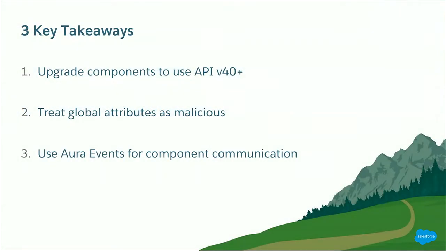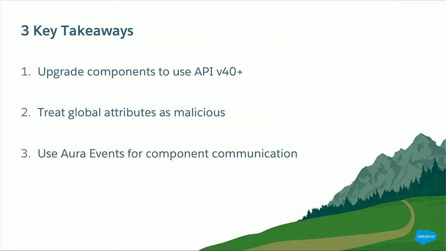Yep. So the three key takeaways: if you didn't understand anything, you should visit us at the security booth and talk to us. But the three main things for you to take away as developers or admins is, first, try to upgrade all of your components to API v40 and higher. You should also insist that any of your partners who are developing code for you upgrade all of their components to 40 and higher. That way, Locker Service is enabled for all of your components across the board.